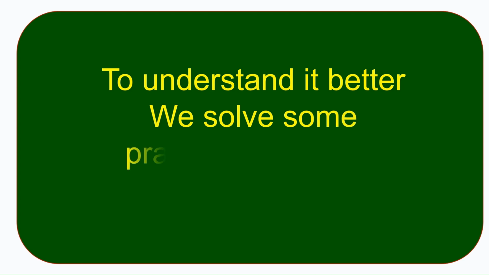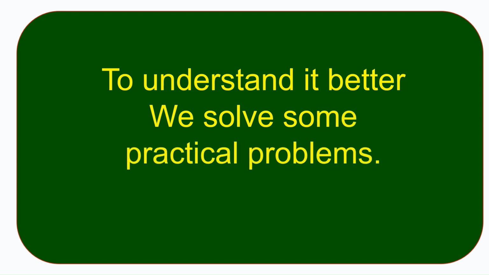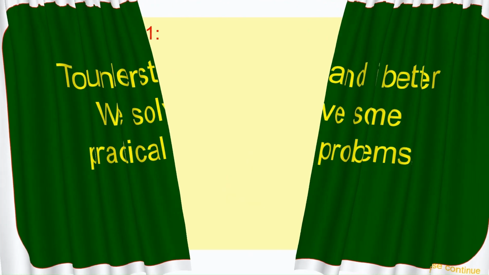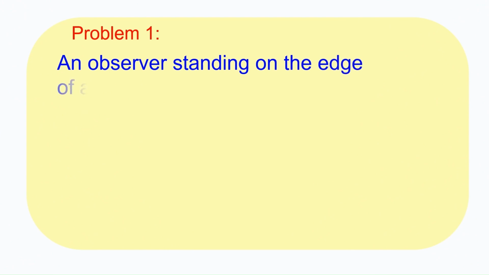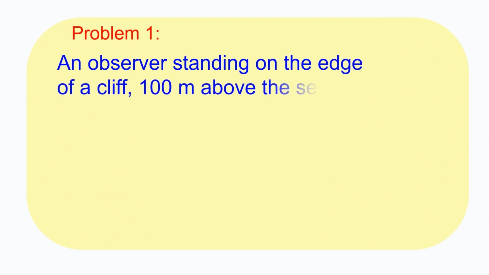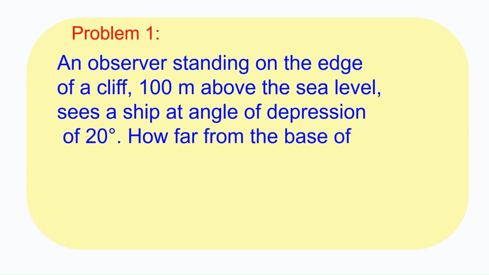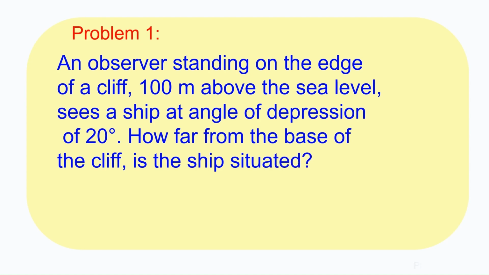To understand it better, we solve some practical problems. Problem 1. An observer standing on the edge of a cliff, 100 m above the sea level, sees a ship at angle of depression of 20 degrees. How far from the base of the cliff is the ship situated?